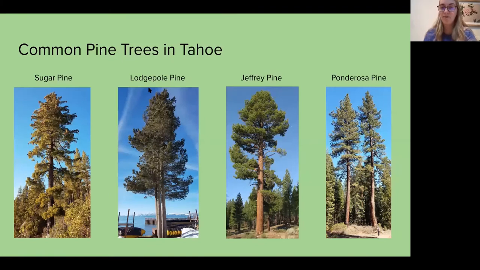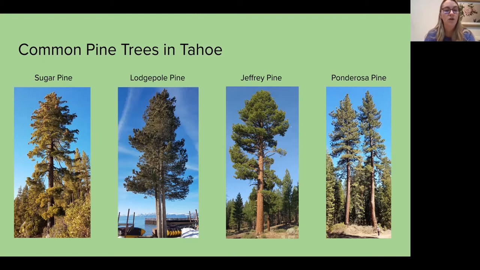In Tahoe, we have four that are most commonly found, which are the sugar pine, lodgepole pine, Jeffrey pine, and ponderosa pine. And there are a few different ways that you can tell the difference between these trees, which I'll go through.